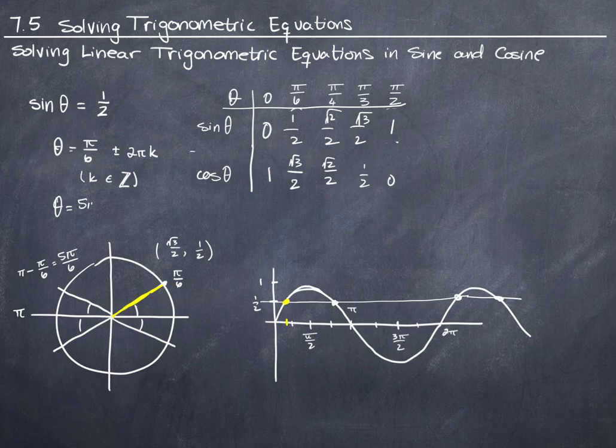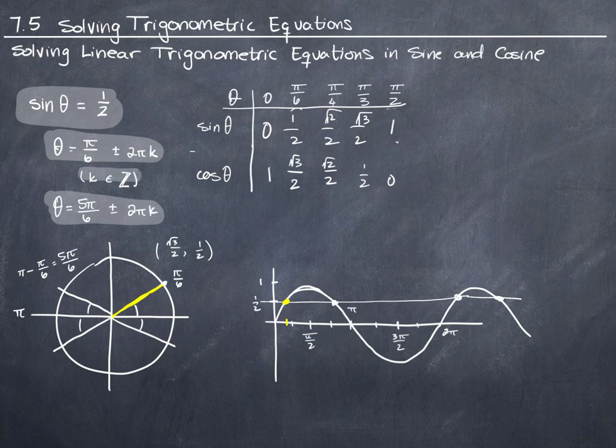It's 5 pi over 6 plus or minus 2 pi k, because I can go around once or twice or 3 times, or I can go to that angle and then go backwards once, go backwards twice, and so on. So this equation here actually has 2 parts to its solution. Here's one part, and here's the other part. And then we also have to include the statement that k is an integer.